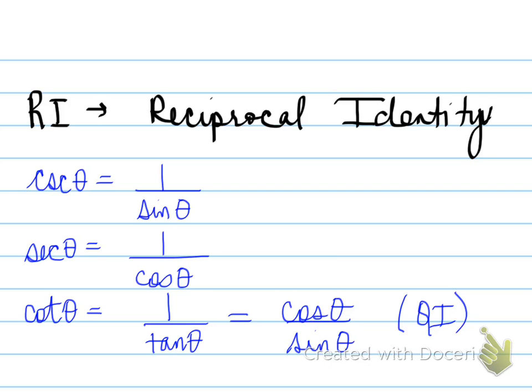So we talked about earlier what cosecant was. Cosecant is 1 over sine theta. Secant is 1 over cos theta. And cotangent is 1 over tan theta.